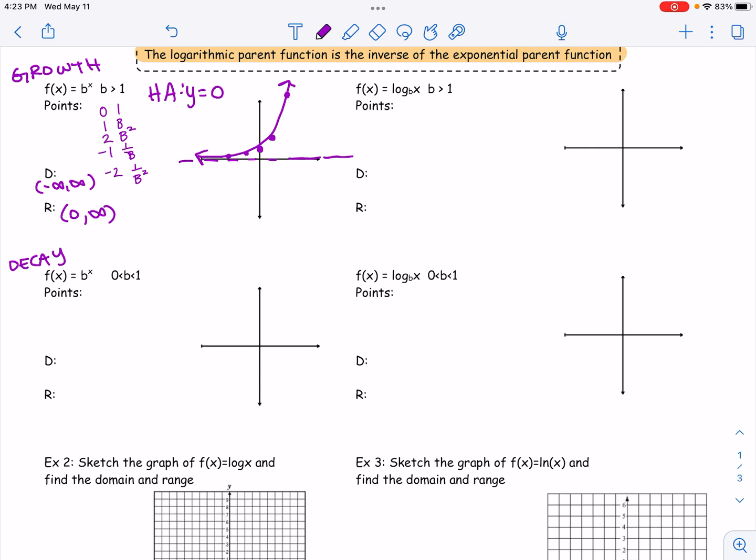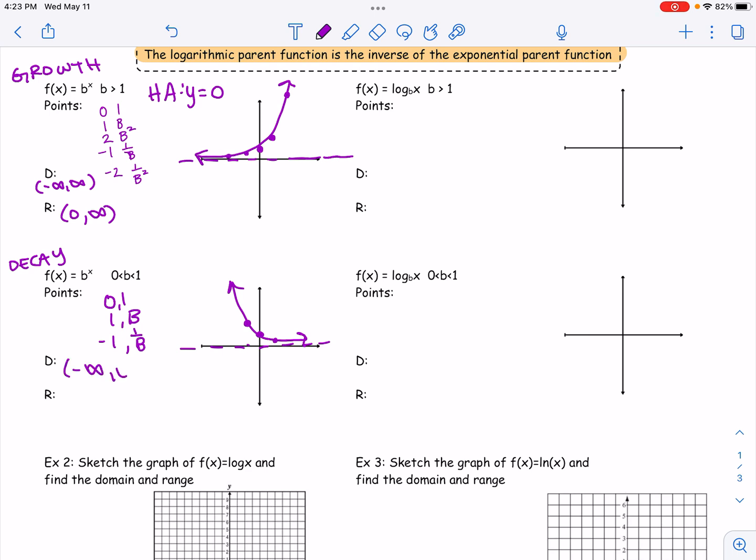Let's quickly look at decay. Our pattern of graphing was the same. It was still (0, 1), (1, the base), (2, the base squared), (-1, 1 over the base), (-2, 1 over the base squared), where b is a number less than 1 but bigger than 0. So (0, 1) is still here. (1, the base) is going to be going down because it's less than 1, and (-1, 1 over the base) would be a number bigger than 1. So again, showing that decay, we still have that horizontal asymptote at 0.